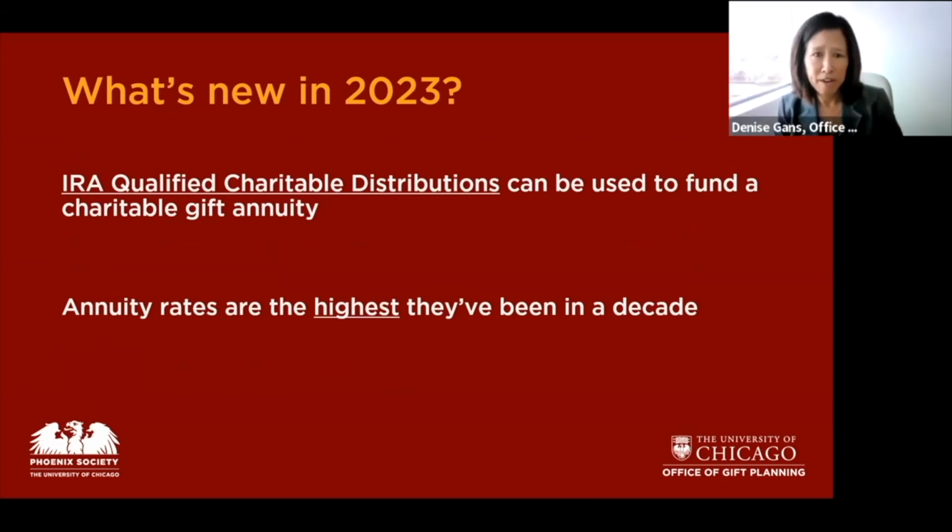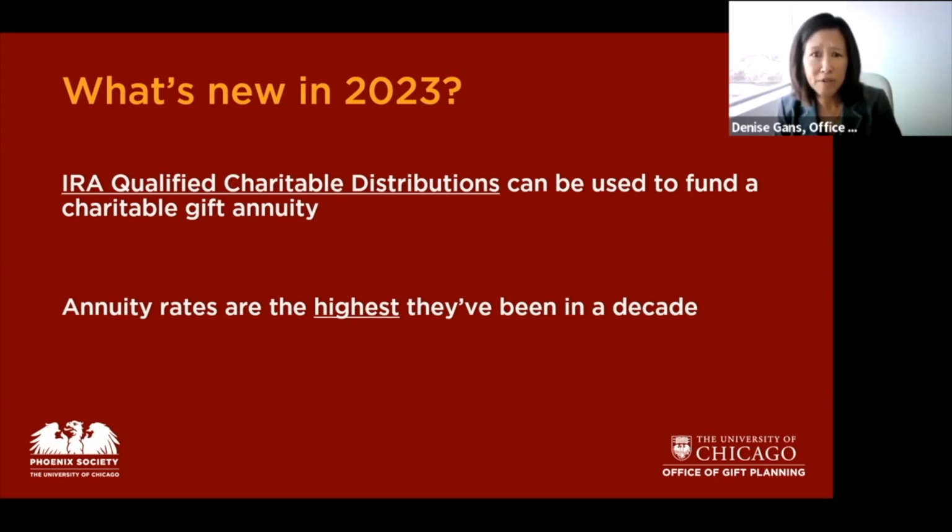So this year provides some new opportunities and advantages for gift annuities, and I'm going to highlight 2 of them here. The first is that you can now use an IRA qualified charitable distribution to fund a gift annuity. This was included as part of the Secure Act 2.0, which passed at the beginning of 2023, and it included this long-awaited provision allowing the use of a QCD to fund a gift annuity.